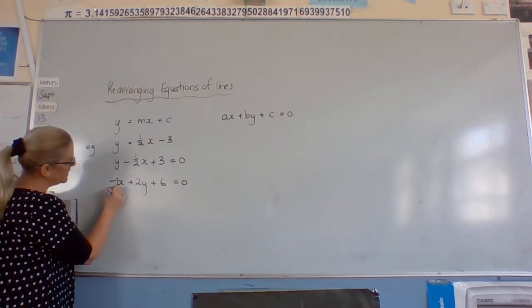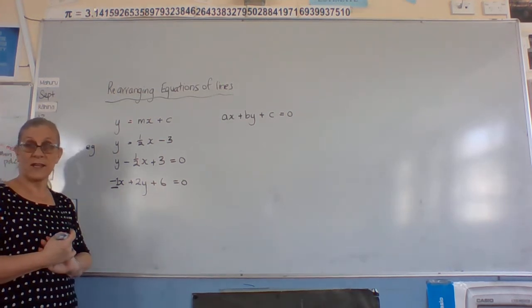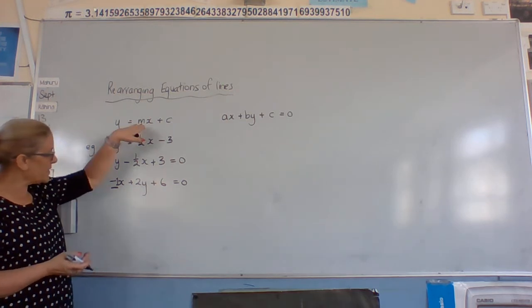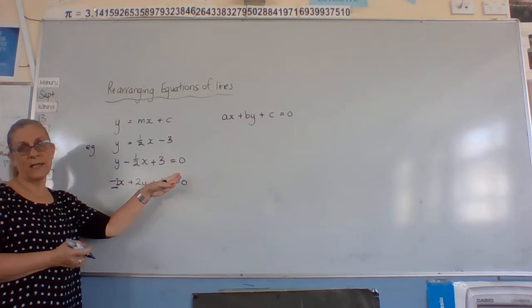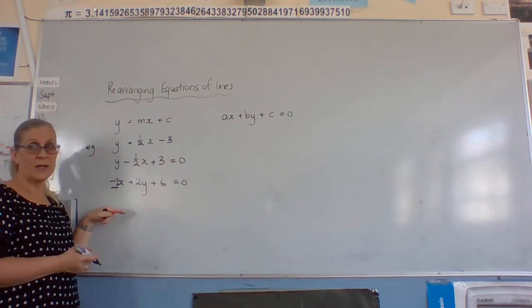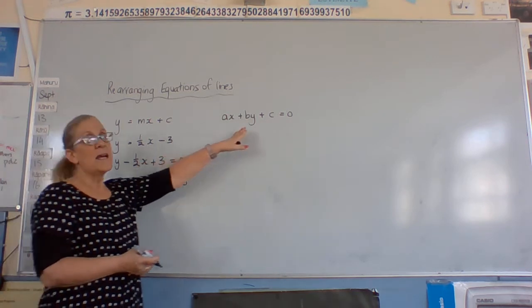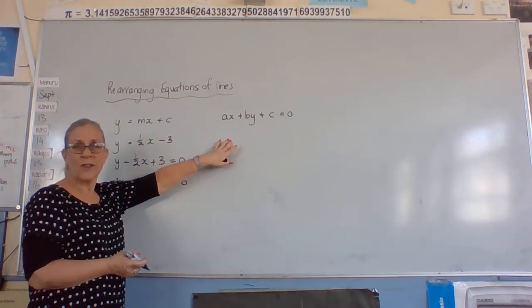So this little minus 1 is a bit of a trick, because we wouldn't normally write it as minus 1, we just write negative x. So that's from this form to this form. Bring everything over one side so that it's equal to 0, and then try and get rid of the fractions by multiplying by the denominator. Okay? This one, we may want to write it like this to find out what the gradient is.